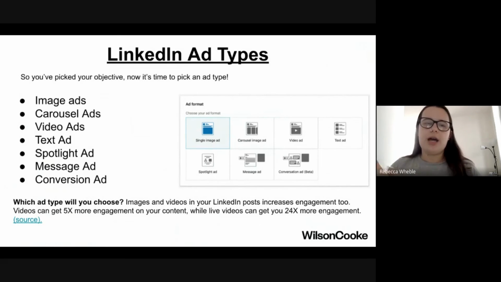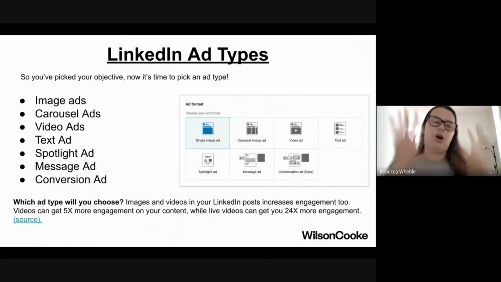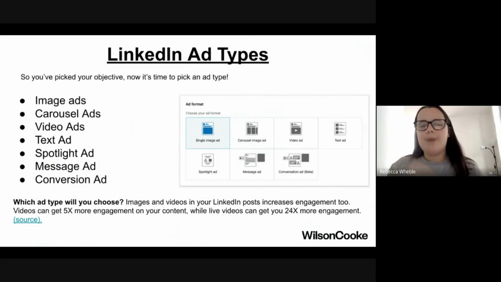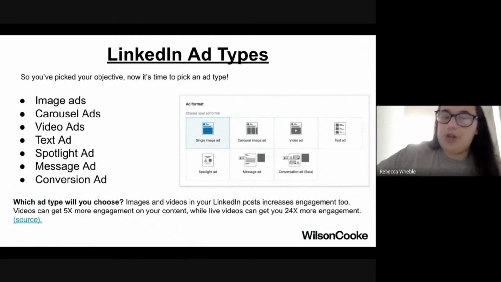So you've got your image ads, your carousel ads, your video ads, your text ads, and spotlight ads, which kind of come up on people's feed and can be more personalized. So it says more like your name, look at recent jobs and offers from your brand name. And then you've got message ads. If any of you are on LinkedIn, you've probably seen this where it says sponsored and someone messages you asking if you want to try their service. That's your messenger ads. And then your conversion ads as well. So which type of ad will you choose?